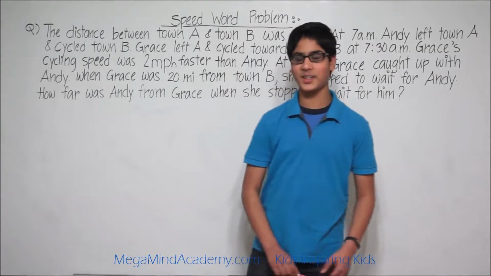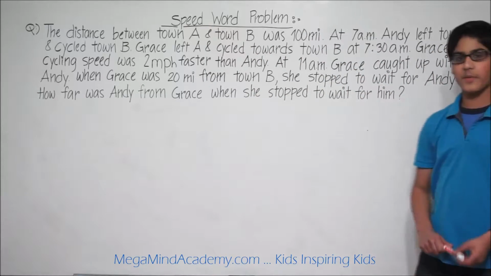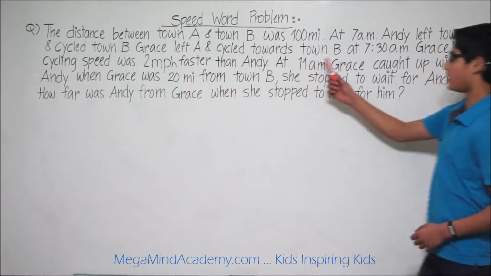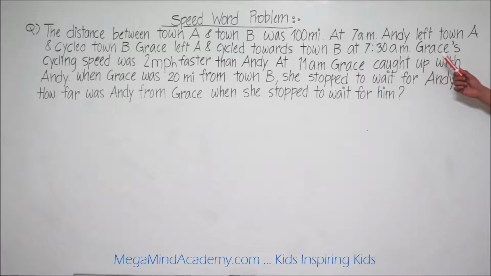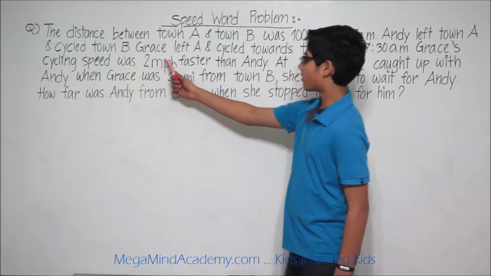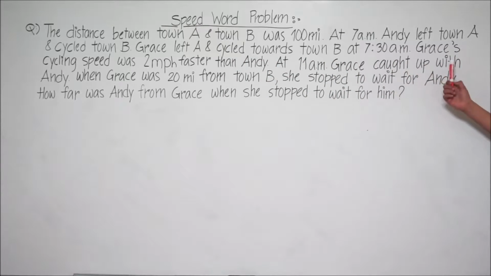Today we're going to learn about speed word problems. Let's say we have a problem like this. The distance between town A and town B was 100 miles. At 7 a.m., Andy left town A and cycled to town B. Grace left town A and cycled towards town B at 7:30 a.m.